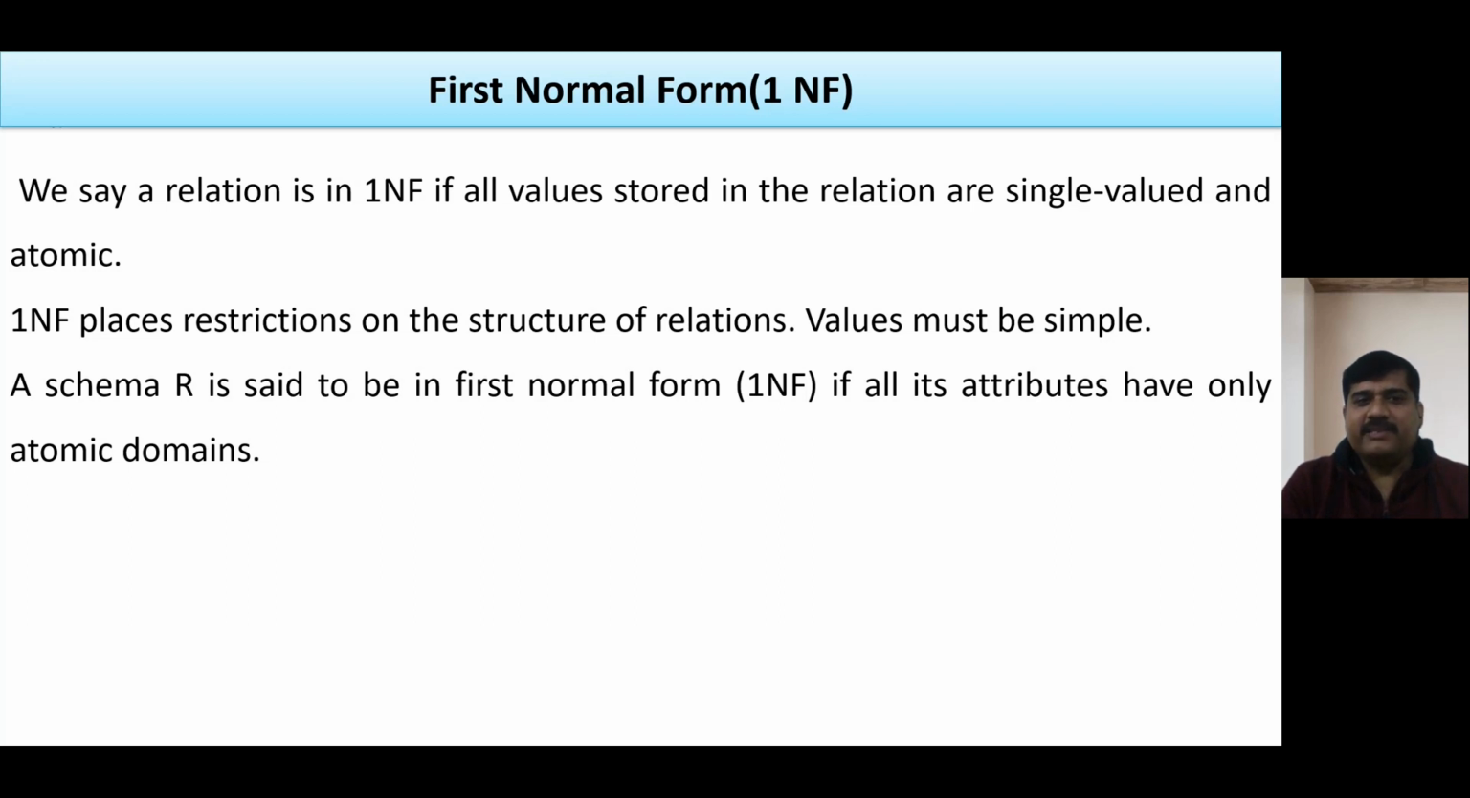First normal form places restrictions on the structure of relations. Values must be simple. Again, as you all know, a relational schema R is said to be in first normal form if and only if all the underlying domains contain atomic value. This is the definition of the first normal form.